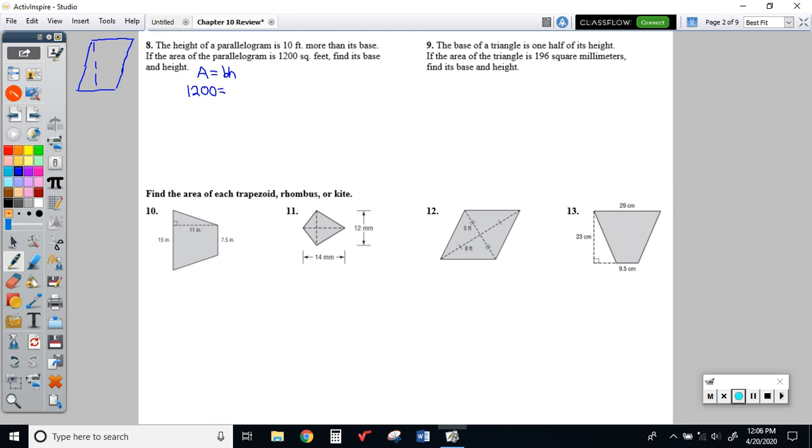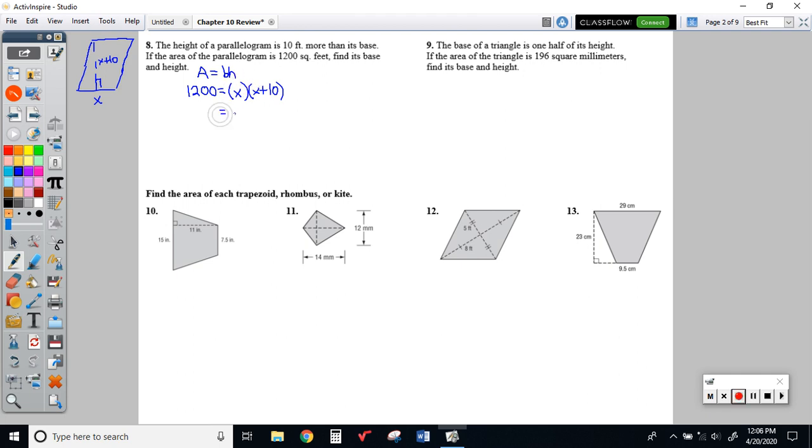So we're saying that this part here would be longer than this part here. So if I called this x from here to here, then this would be x plus 10. It would be 10 more than that. So I'm going to write this as x times x plus 10. Then we can multiply this together.